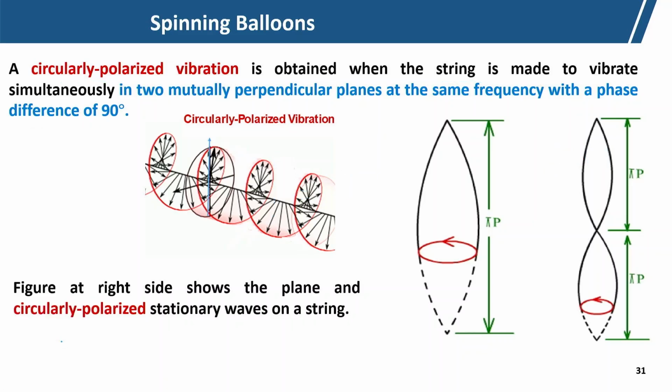Now, we can see the figure at the right side shows the plane vibration, and another is the circularly polarized stationary wave on the string. So, this is a plane wave, and here, because the yarn has a vibration and at the same time there is a rotation, this is the circularly polarized vibration.